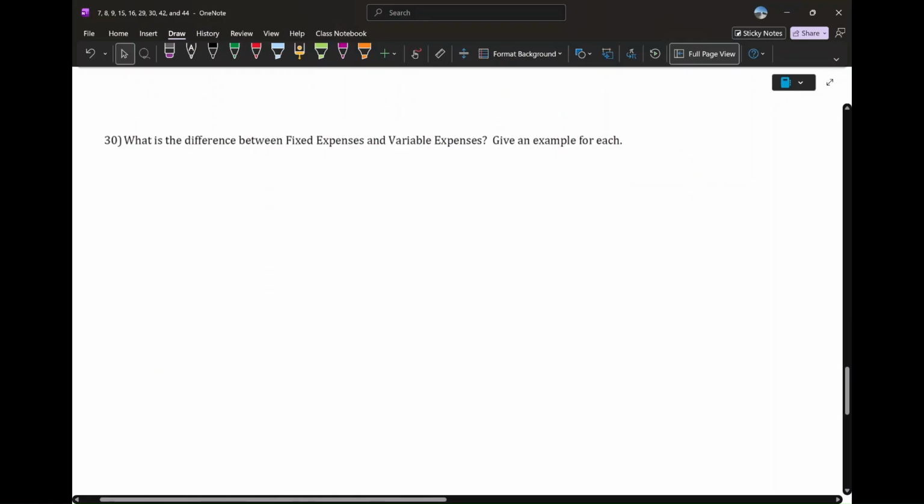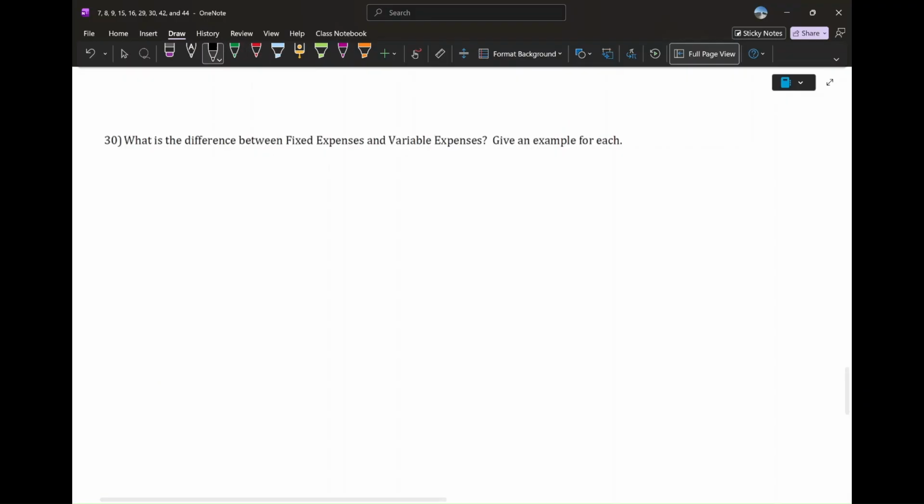Let's check out this one. What is the difference between fixed expenses and variable expenses? So fixed expenses, think about those can't change. Those are permanent. So when you think about, these are expenses that you can't live without. So for example, rent, perhaps food. Okay, those are two examples of fixed expenses. Variable expenses are expenses that will change over time, or expenses that you can kind of live without.